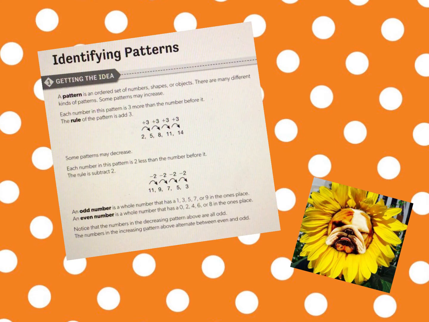All right, so today we're going to talk a little bit more about identifying patterns. And a pattern is an ordered set of numbers, shapes, or objects. There are many different kinds of patterns in this world. Some patterns increase, and that's when we're going to add, and some patterns decrease when we subtract. And an odd number, remember this from the beginning of the year, 1, 3, 5, 7, 9 are odd numbers all the time. And we also have our even numbers, which are 0, 2, 4, 6, 8. Even numbers are really great.